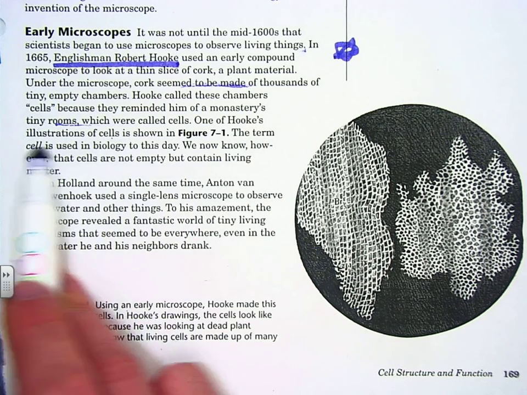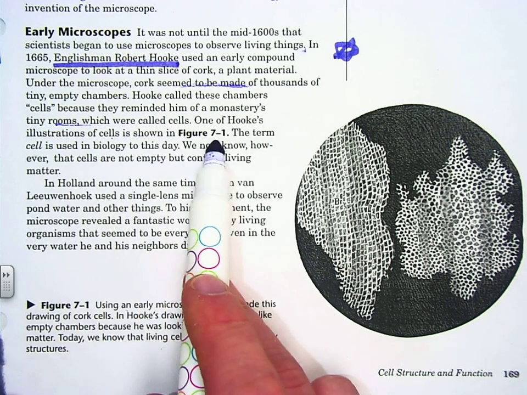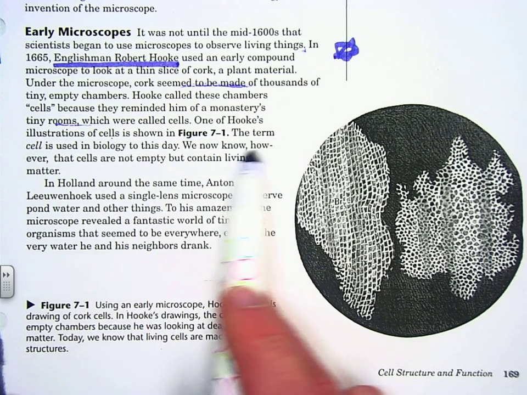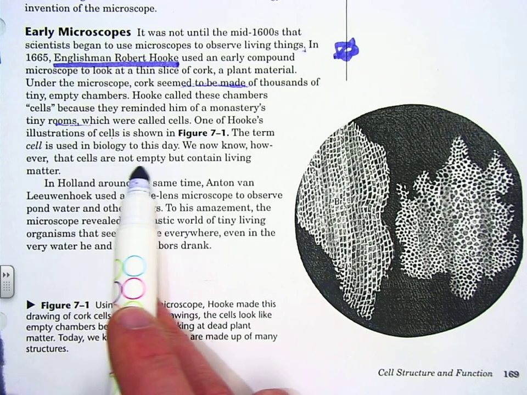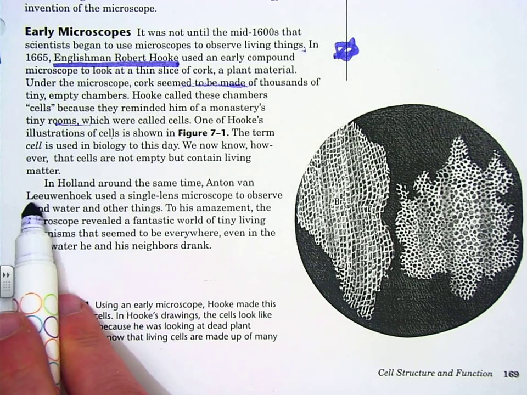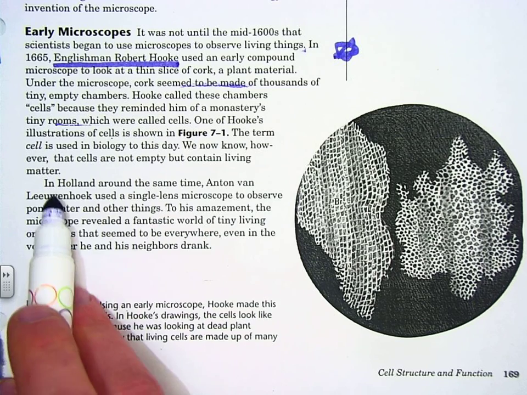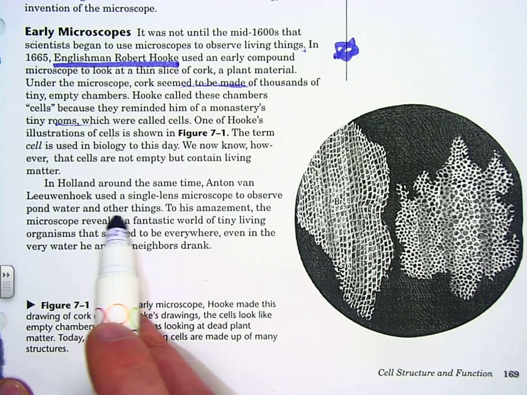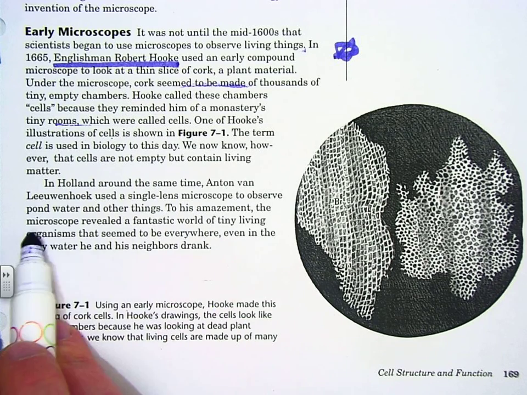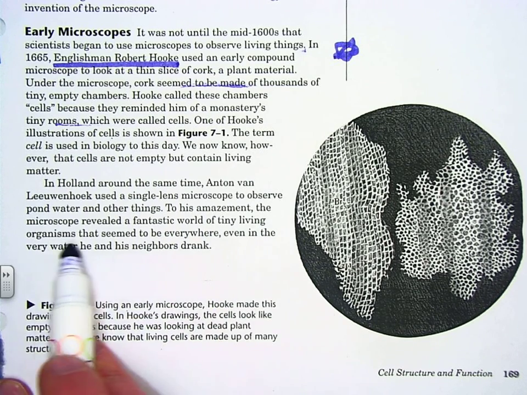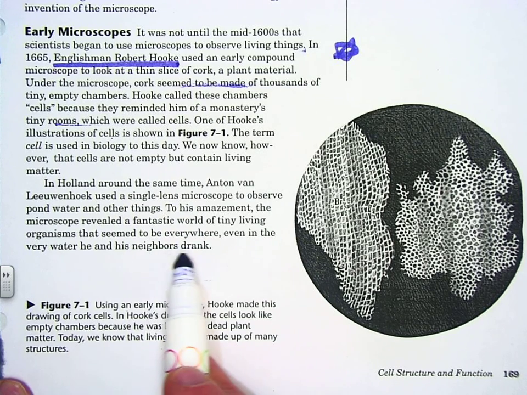One of Hooke's illustrations of cells is shown in figure 7.1. The term cell is used in biology to this day. We now know, however, that cells are not empty but contain living matter. In Holland, around the same time, Anton van Leeuwenhoek used a single lens microscope to observe pond water and other things. To his amazement, the microscope revealed a fantastic world of tiny, living organisms that seemed to be everywhere, even in the very water he and his neighbors drank.